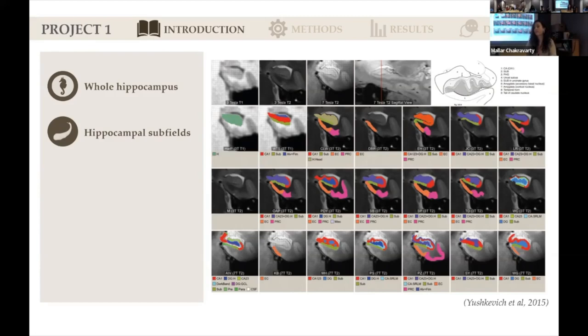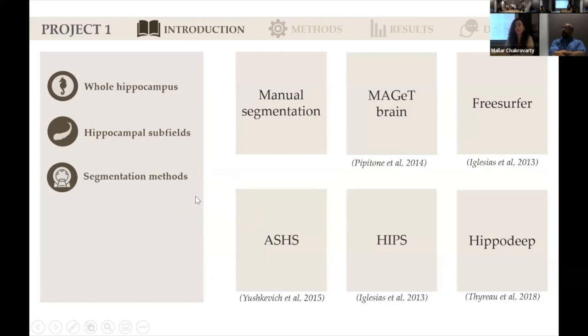And another layer of complication is also the type of segmentation method that we can use, because there is the manual segmentation that is still the gold standard. However, with the increased open access data sets and very large study, we try to use more and more automatic segmentation because manual segmentation is very time consuming. And as you know, maybe there's a lot of different segmentation protocols that you can use. And depending on which one you use, of course, that can also explain why there is so much variability in the findings.